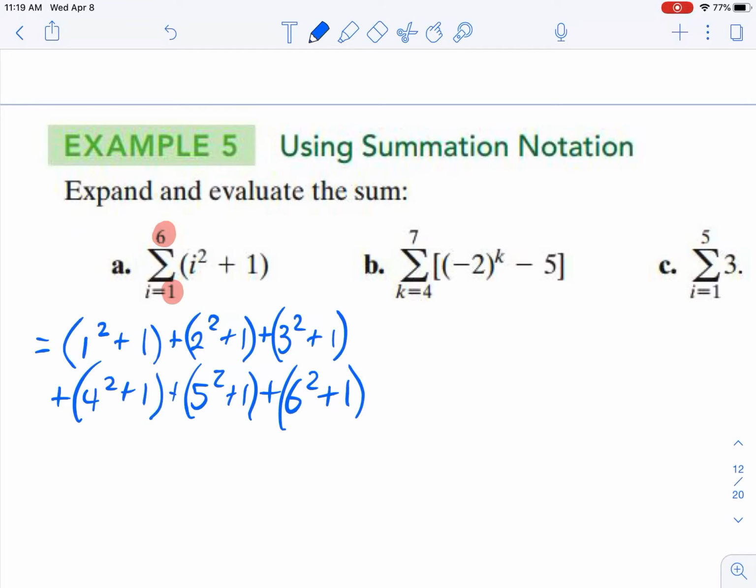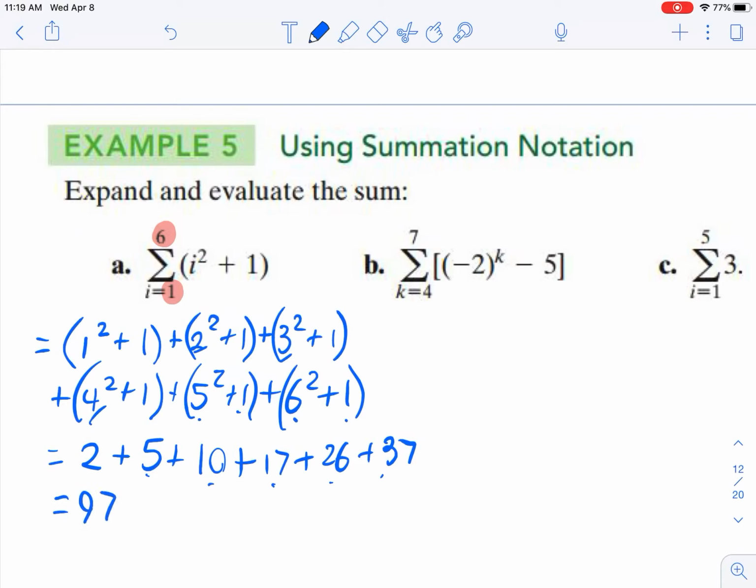And when you guys go through and start to answer all of these, for each of these, we're going to get 1 squared plus 1 is 2. Plus 2 squared plus 1 is 5. Plus 3 squared is 9 plus 1 is 10. 4 squared is 16 plus 1 is 17. 5 squared is 25 plus 1 is 26. And then 6 squared is 36 plus 1 is 37. And when you add these all together, you're going to get 97. Okay, so this sum is going to be equal to 97.